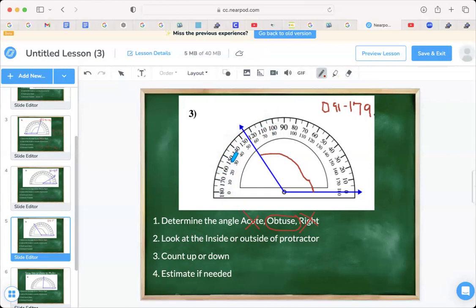The next thing I want to do is see if I'm counting up or am I counting down? Counting up means, Brooklyn, am I counting 170, 180, 160, 150, or do I count 100, 110, 120, 130? I'm counting up, because I count from 90 to 180. So that means that this is in between 120 and 130, okay?